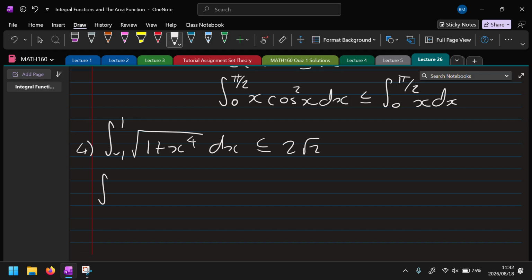So we have the integral from -1 to 1, root 1 plus x to the 4. Okay, notice this is an even function. If you replace x with minus x, you get the same thing back, so it's even. So instead of going from -1 to 1, we can go from 0 to 1 and double the answer.